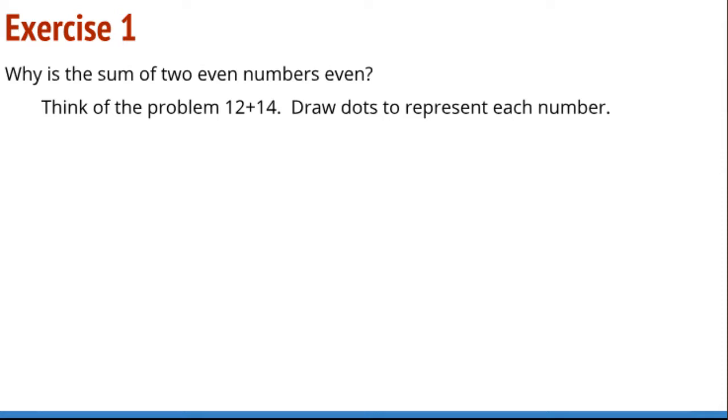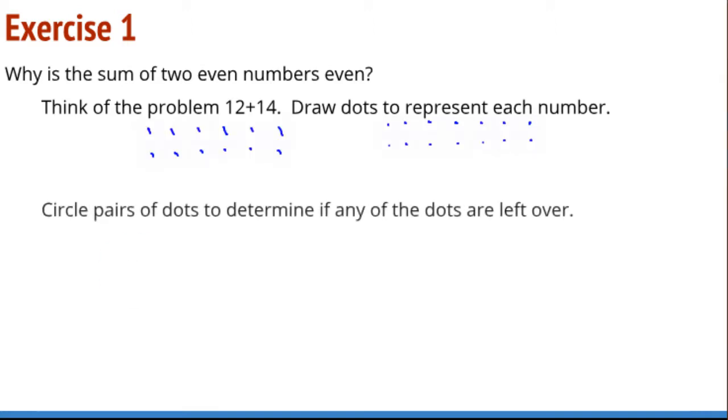Draw dots to represent each of the numbers. 1, 2, 3, 4, 5, 6, 7, 8, 9, 10, 11, 12. And then we've got 14. 1, 2, 3, 4, 5, 6, 7, 8, 9, 10, 11, 12, 13, 14. Cool. I've got dots here. Now the next thing we'll want to do as we explore this is make pairs of dots because we are trying to figure out if there are any dots left over.